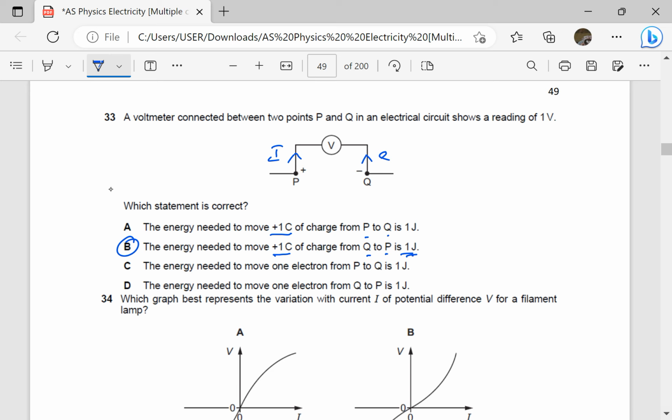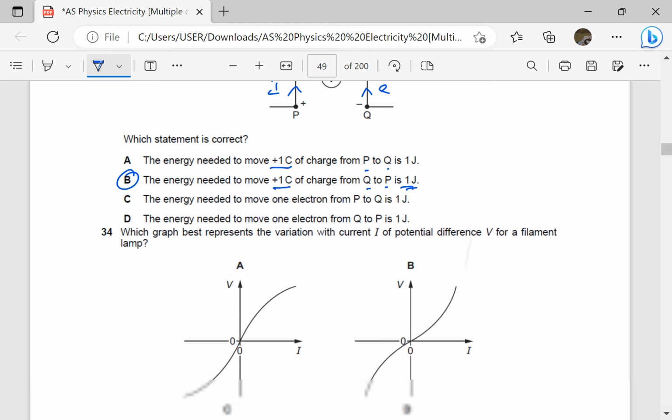So there is no energy needed to move from P to Q, because a positively charged particle would naturally move from P to Q, because P is at high potential and Q is at low potential. But moving from Q to P, a positively charged particle needs energy. Therefore, the answer is going to be B.